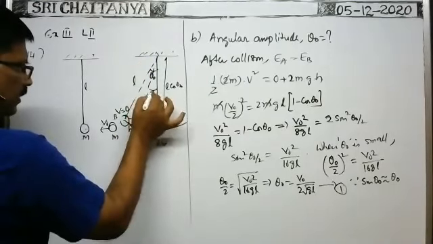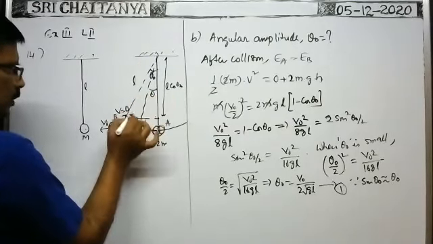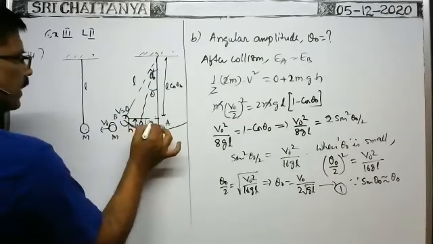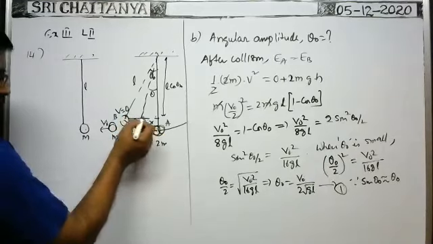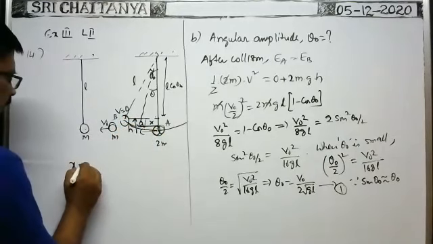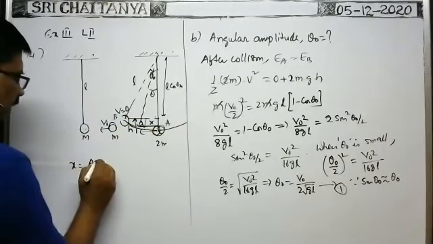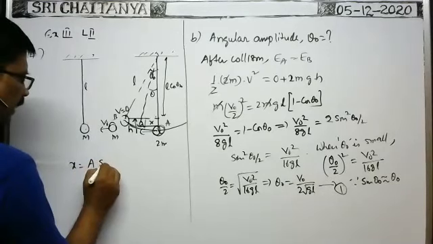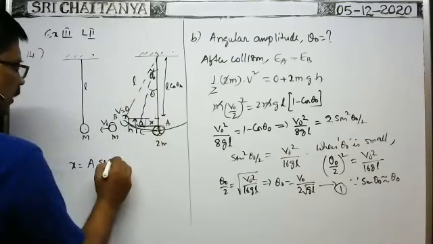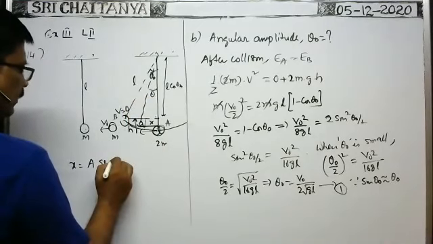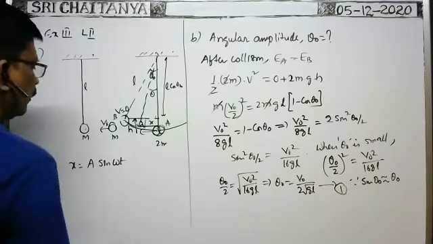After t seconds, the bob displaces to an angle theta and comes to this position. This displacement is say x. From the mean position after t seconds, the displacement x can be written as A sin omega t. A sin omega t, so we can write A sin theta.